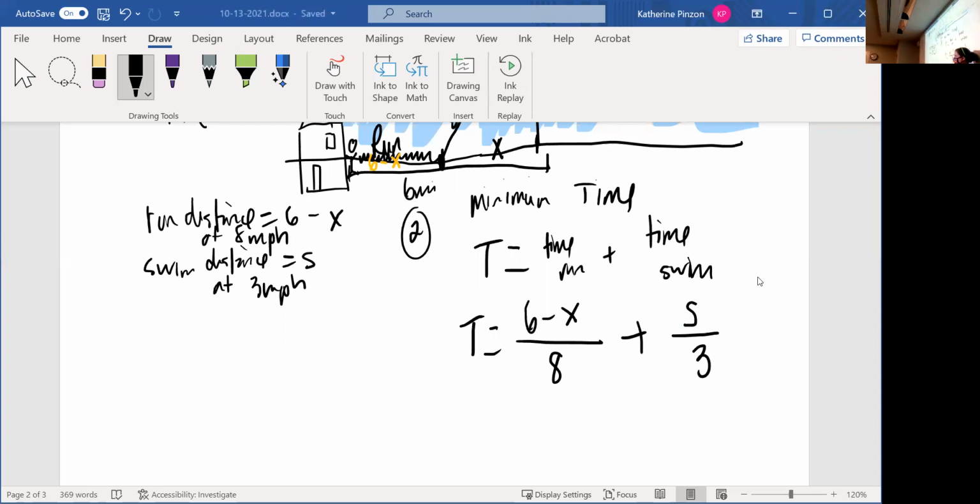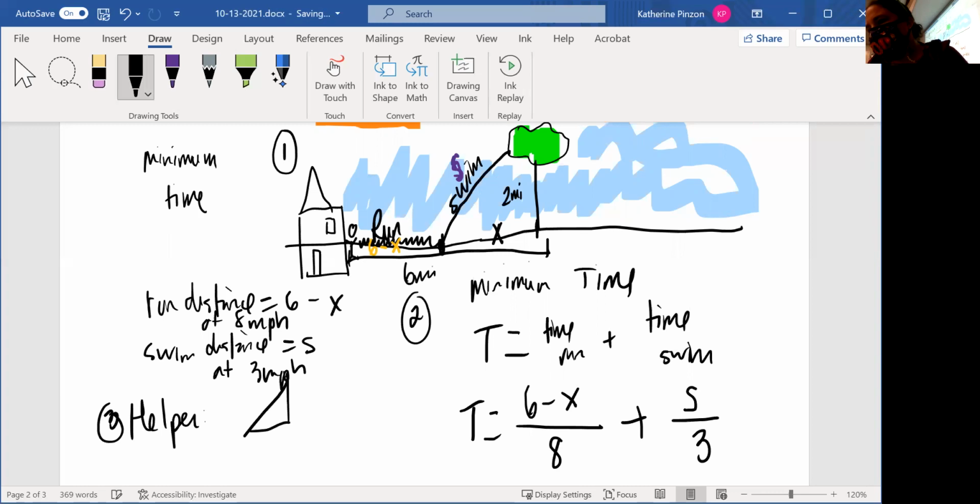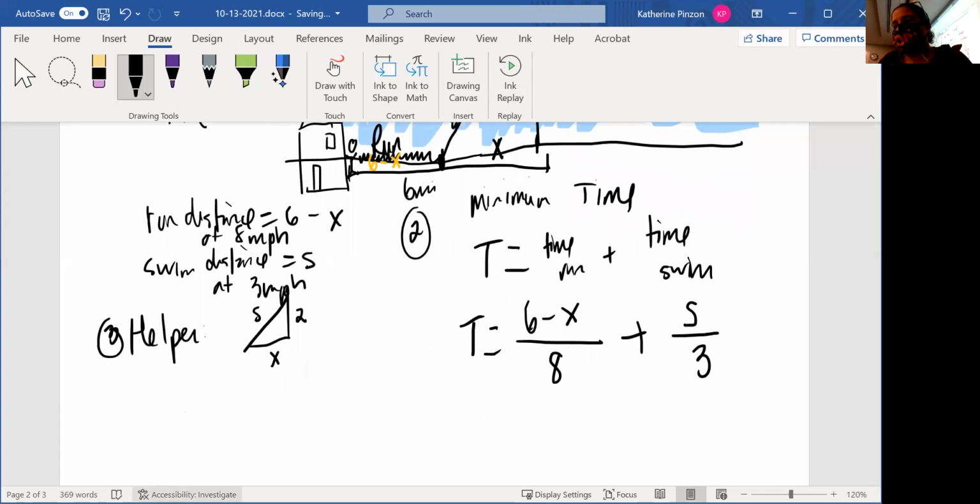What's wrong with this time equation? I've got too many variables, right? I need to eliminate one of the variables. Let's go back to our picture. What do you see in the picture that might help you eliminate one of the variables? A right triangle. You see this triangle here? Okay, 3. My helper is going to be that triangle. Is this right triangle? X, S, and 2. What equation can you set up from this right triangle?